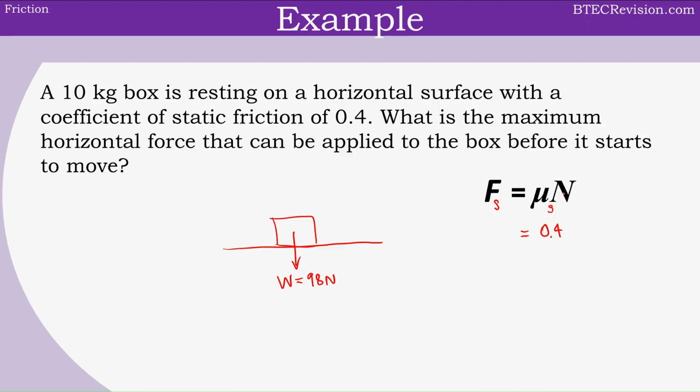We have our normal force, and since this object is not going up or down, we can say that the forces are balanced. So therefore, the normal force must be equal to 98 newtons. So we can multiply 0.4 with 98, and that gives us a value of 39.2 newtons.